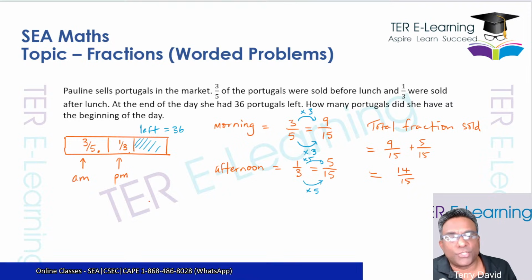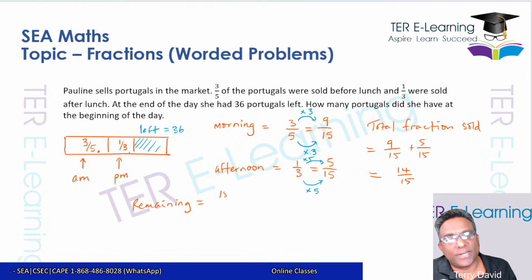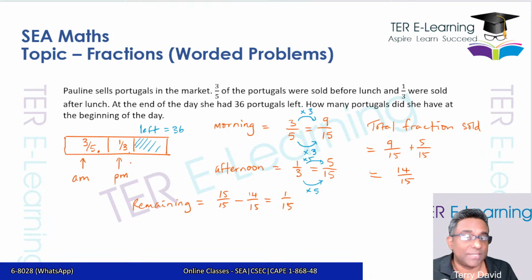So what she's left with, the remaining, is simply going to be the whole, which is really 15 over 15, minus 14 over 15. So we're going to get 1 over 15. That is the fraction that is left. Now we're trying to work out the total amount of Portugals at the beginning of the day. So 36 Portugals is actually equal to 1 over 15.